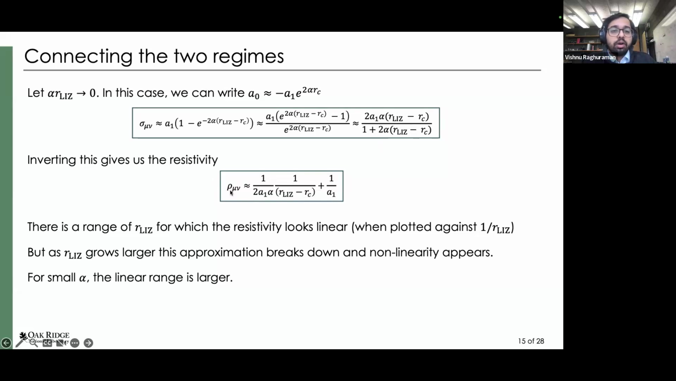And so if you plot resistivity versus 1/r, which is what we were plotting, then during weak disorder, you should be able to see linearity. But this is valid when alpha RLIZ goes to zero. So this is only valid when RLIZ is much smaller than the inverse of alpha.